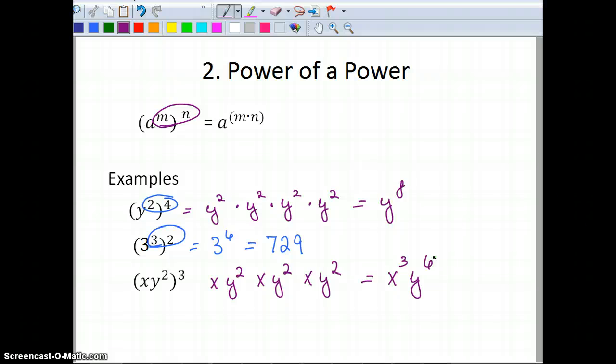Now another way I could realize this is I could say, oh, well, x has an exponent of 1. X to the 1st power cubed, oh, that's x cubed, because 1 times 3 is 3. Y squared, 2 times 3 is 6. Y to the 6th. So it's all in how you're comfortable looking at it.